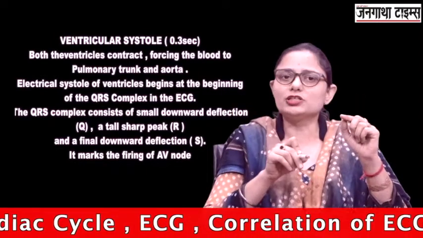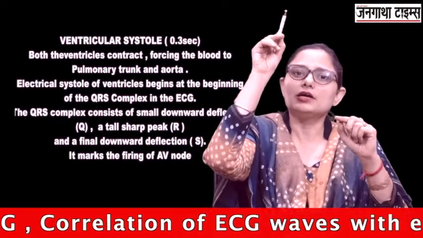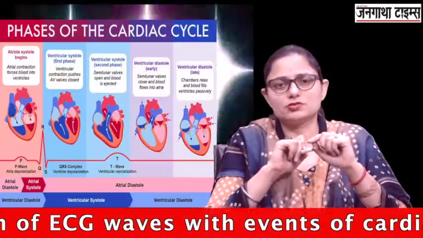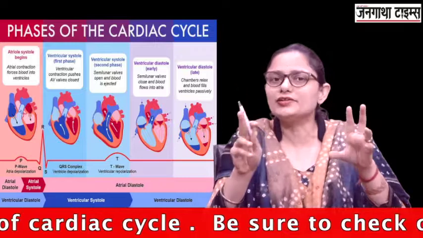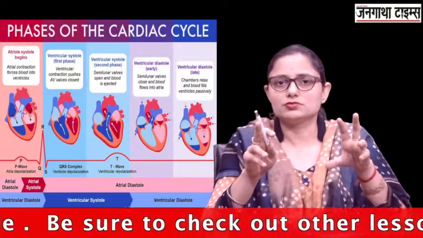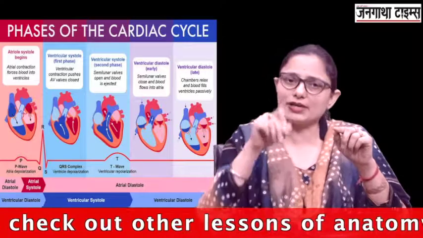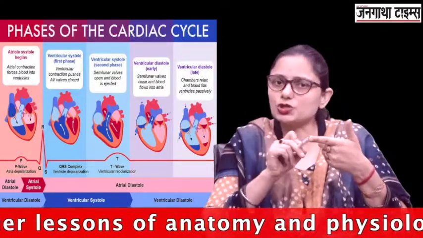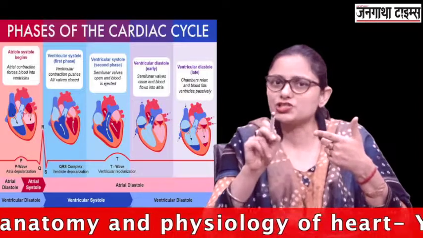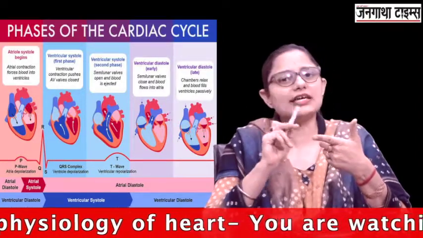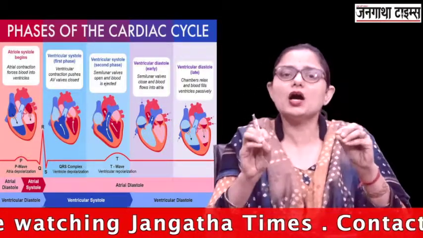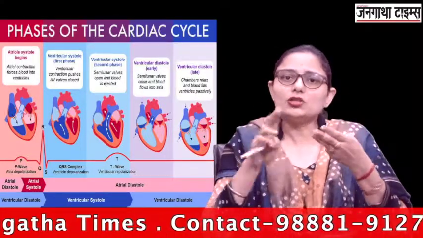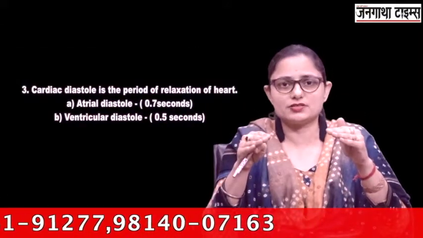Q is a small downward deflection, then R is a peak, and S is again downward deflection. Why is this so irregular? Because the size of both the ventricles is different. This QRS complex indicates ventricular depolarization or ventricular contraction and simultaneous atrial repolarization or atrial relaxation, because at this time atria are relaxing. Now the third phase is the cardiac diastole, that is the relaxation phase.